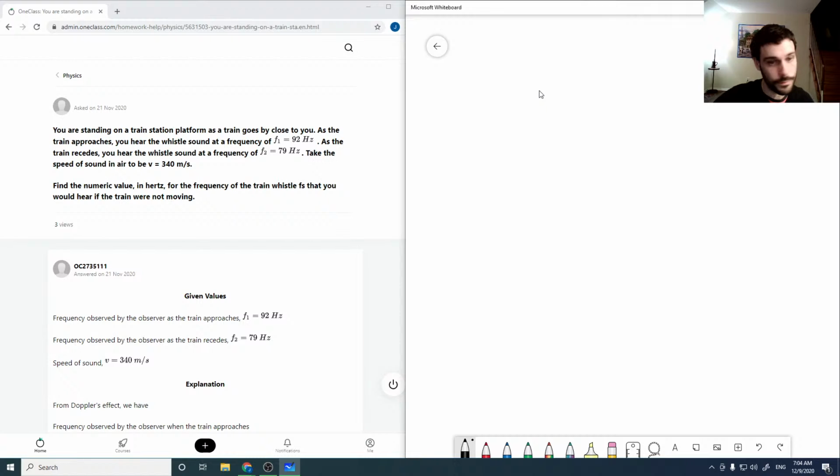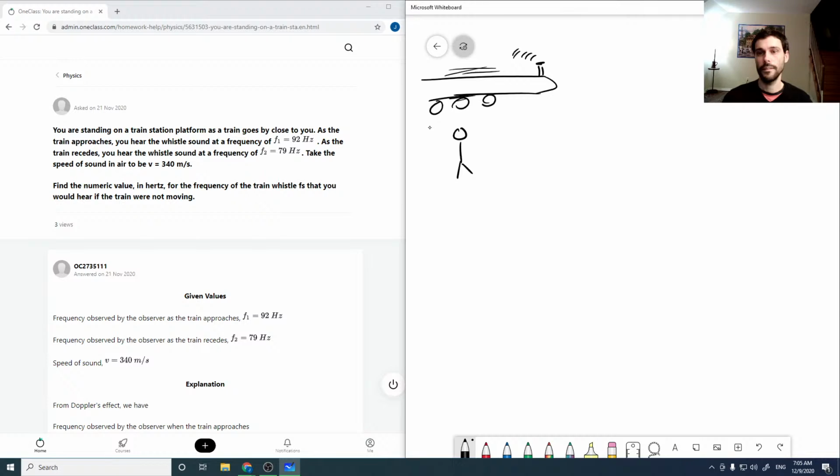Okay. And all right, so you are standing on a train station platform as a train goes by close to you. So we got a dude, and we got a train flying by here, which is just gonna look like this. And it has a whistle. And I'm gonna draw something to make it more wheelie. All right, there we go.